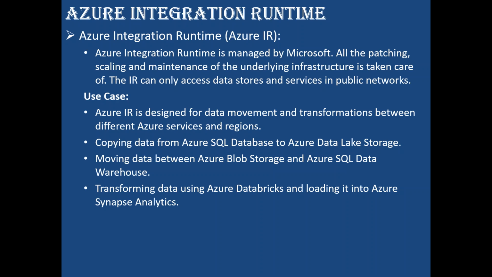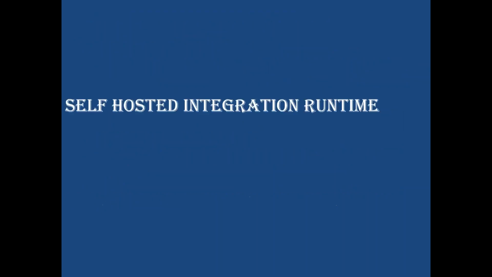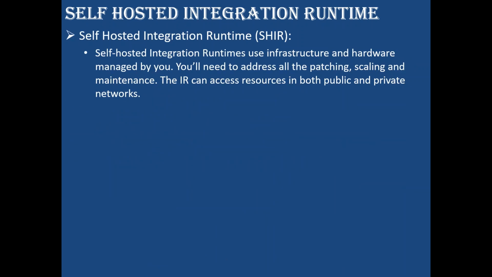If you look at this, transforming data using Azure Databricks, meaning what happens is, Databricks is an Azure service, and the pipeline dispatches or triggers the jobs in Databricks. We can just use the Azure integration runtime because Databricks is also within Azure, which is not inside the VNet. If you deploy Databricks inside the VNet, again we need a self-hosted IR. Remember, okay? Next, let's quickly talk about self-hosted integration runtime.